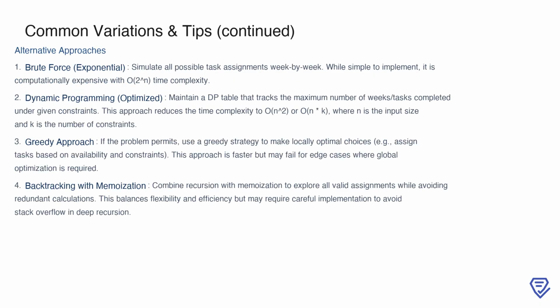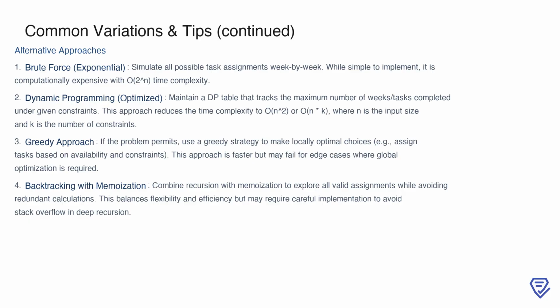There are multiple approaches you can take to solve this problem, each with its own trade-offs. A brute force approach involves simulating all possible task assignments week by week. While this method is straightforward to implement, its time complexity is exponential, 2 to the power of n, which makes it impractical for larger inputs. A more efficient alternative is to use dynamic programming. By maintaining a DP table that tracks the maximum number of weeks or tasks completed under the given constraints, you can reduce the time complexity to n squared, or even n times k, where n is the input size and k represents the constraints.